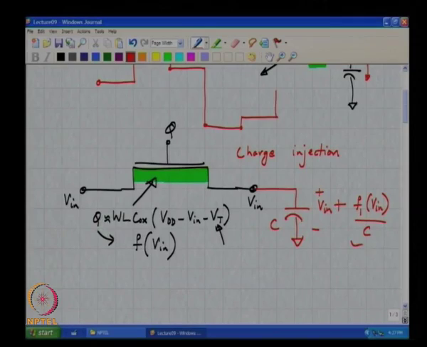So, if some unknown charge F1, which as we already discussed is a function of the input voltage, gets on to the hold capacitor, that will result in a change in the capacitor voltage by value F1 of Vin divided by C, and this therefore represents an error in the held value. Does this make sense? So, what do you think we can do about this? Any suggestions?